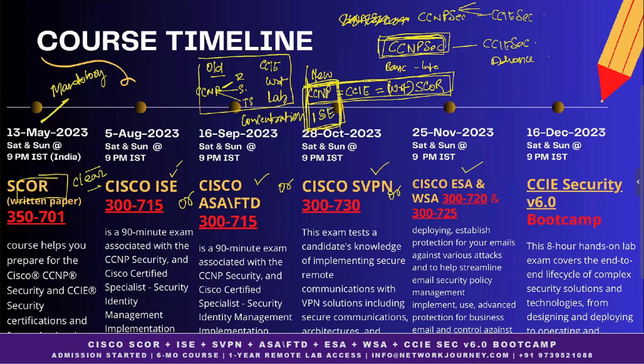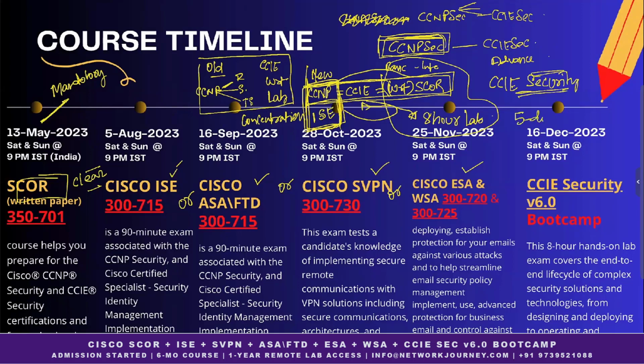But let's say you are not focusing only on CCNP. You don't want to waste money by writing one concentration. Instead, you are focusing on the CCIE. In that case, you have to prepare for the 8-hour lab. If you clear this CCNP written paper and this 8-hour lab, then you become CCIE Security. You clear this and you get that magic five-digit number. So this is the new pattern now. The old pattern has gone out.